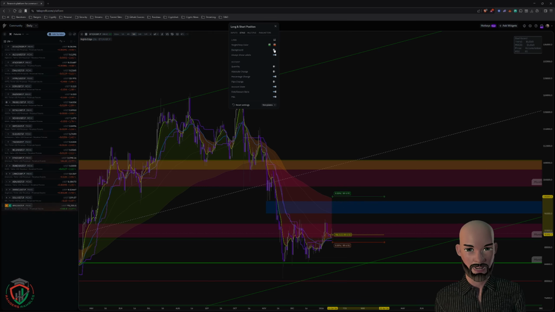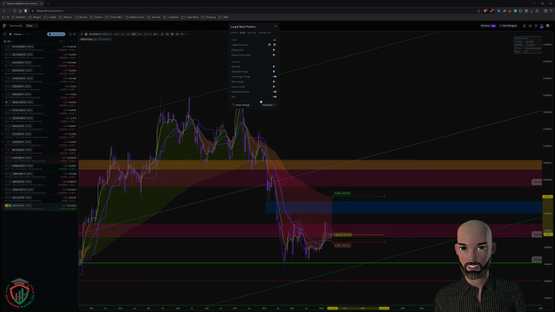target, background. Oh, that's neat. That's pretty neat. I'll turn that off. Always show labels. That doesn't appear to do anything. Quantity doesn't do anything. Absolute change. Okay, cool. That's good. Percentage. Yep, we do want the percent change. Why not? Pips. You can add the pips if you want that on there. Account state doesn't seem to do anything.